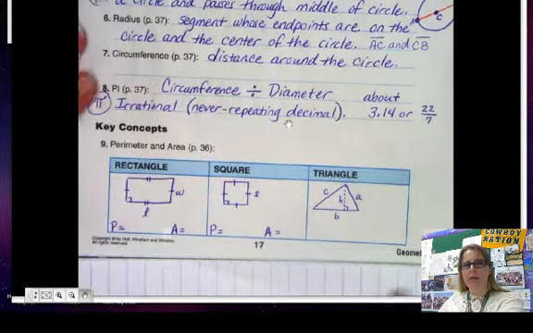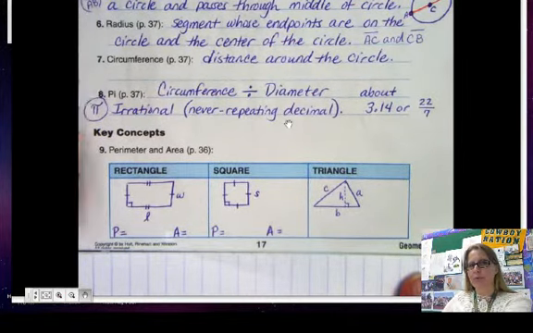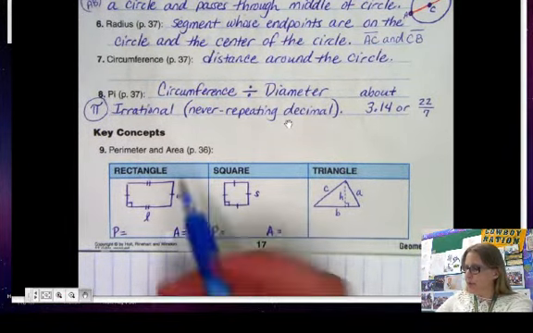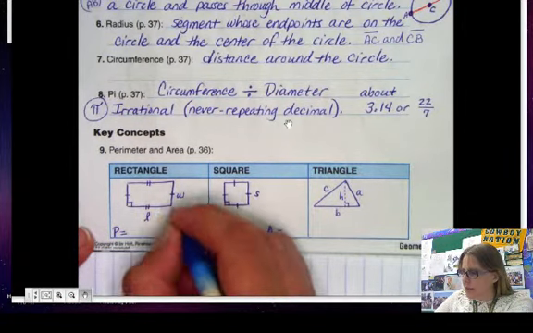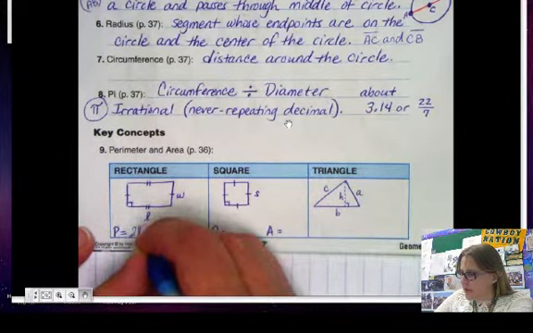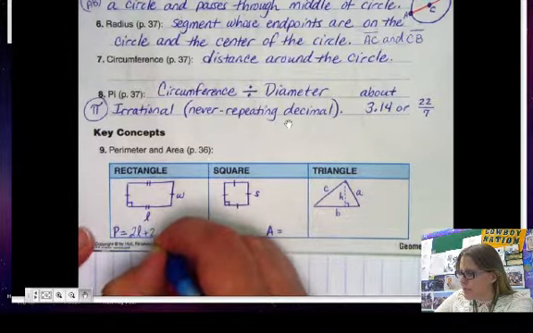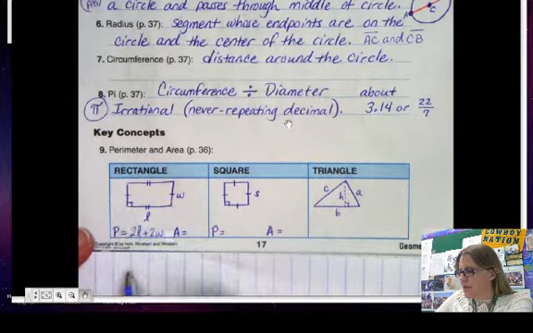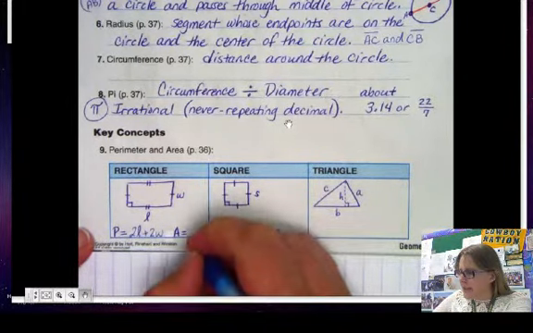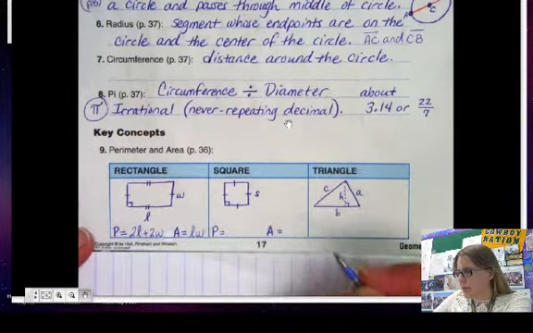Okay, some key concepts here. We have perimeter and area. Perimeter of a rectangle is, if we have length and width, it's 2 times length plus 2 times width, because remember, you count length twice since there's 2 of them. You count width twice since there are 2 of them. The area is length times width multiplied together.